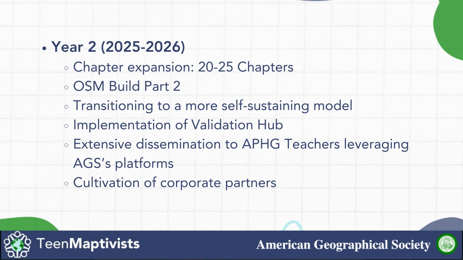In year 2, we will expand to 20 to 25 chapters, continue the OSM Sandbox and infrastructure improvement, transition to a more self-sustaining model in preparation for the coming years, turn to the implementation of the Validation Hub, and begin extensive dissemination to APHG teachers, leveraging AGS's platform. Additionally, we will begin to cultivate corporate partnerships.